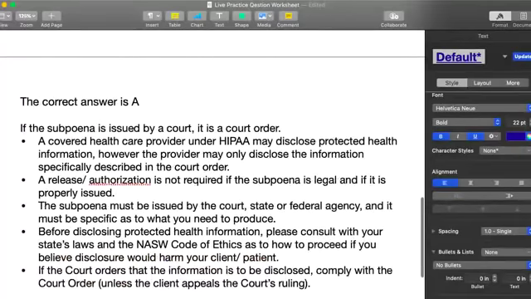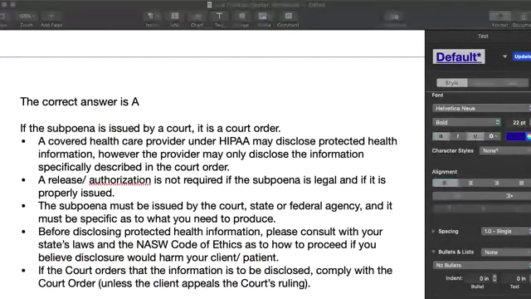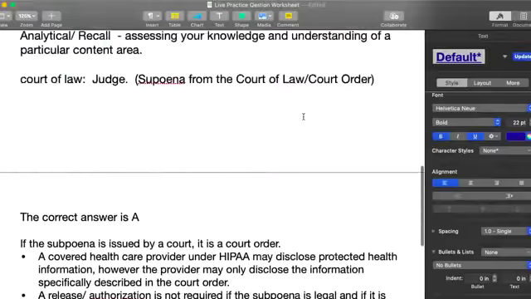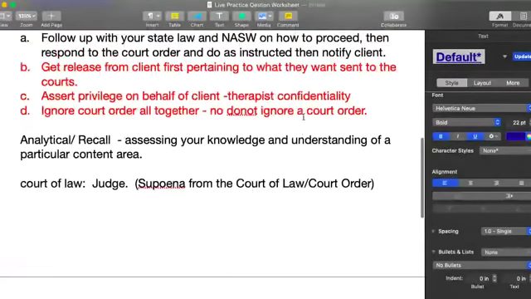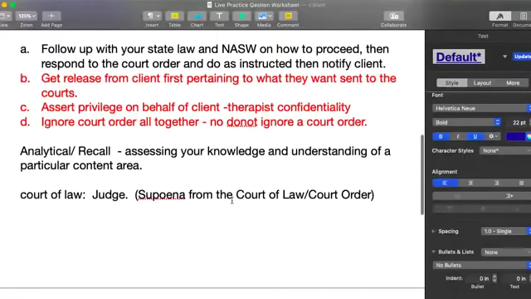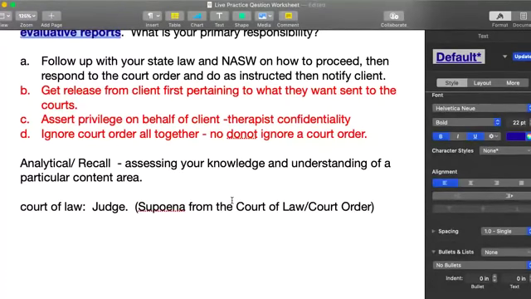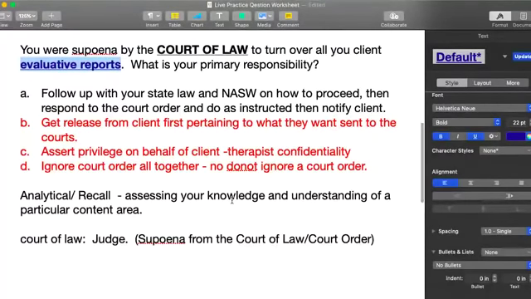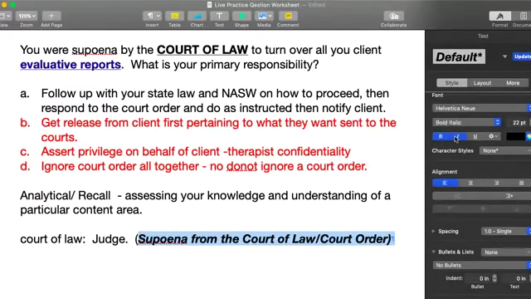But this is all I have. This is what I wanted to share with you. So I wanted to make the distinction. And if you take away nothing else from here, take away the fact that if you receive a subpoena from the court of law, then that suggests that it is a court order. Okay? So again, a subpoena from the court of law is also known as a court order.